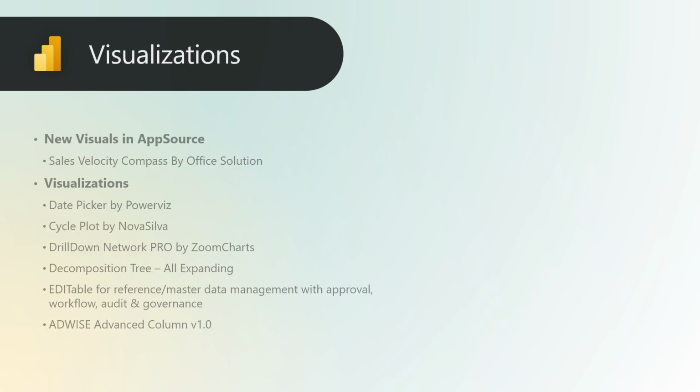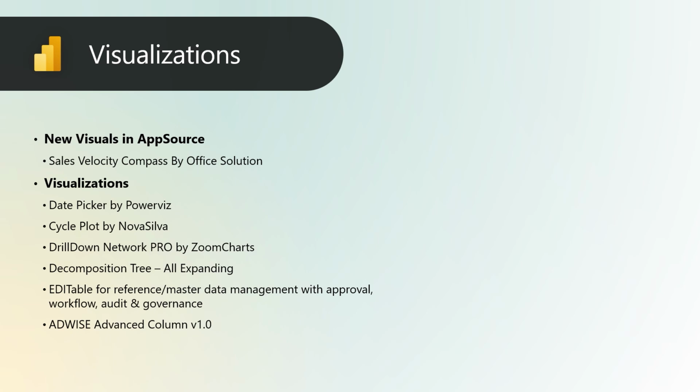And finally, we have many great visualizations and new visuals in AppSource this month. The Sales Velocity Compass by Office Solution is the new visual in AppSource this month. We also have new visuals, the Date Picker by PowerViz, Cycle Plot by Nova Silva, Drill Down Network Pro by Zoom Charts, the Decomposition Tree by Allexpanding, Edit Table for Reference Master Data Management with Approval Workflow Audit and Governance, and AdWise Advanced Column version 1.0.